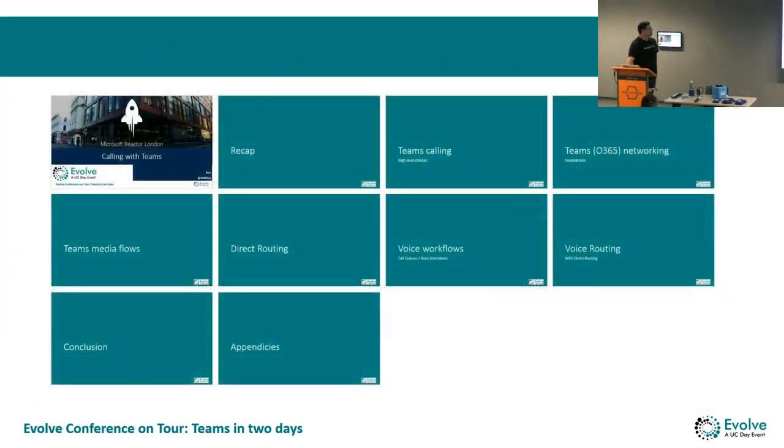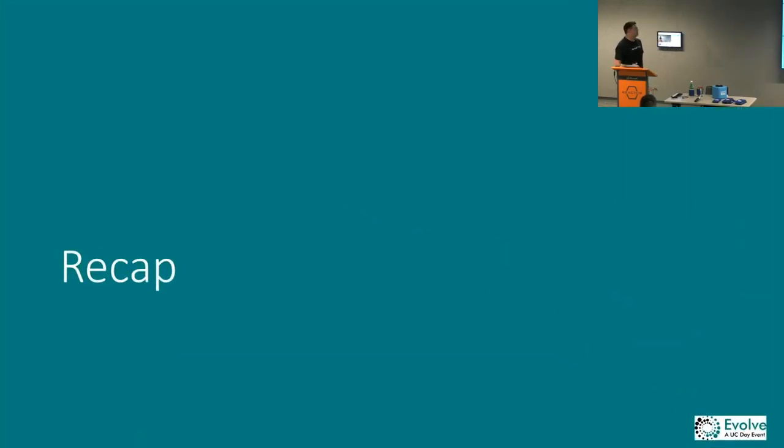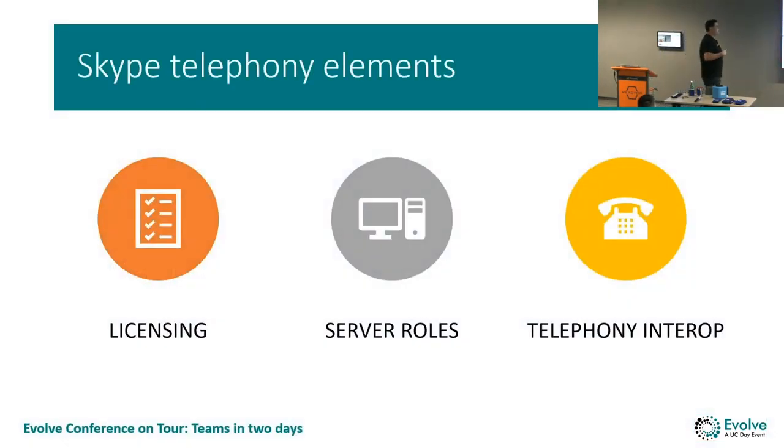So in terms of adding telephony into Teams, I wanted to start with a little bit of a recap of where we've come from. You remember Teams is an evolution of Skype for Business. If we look back to Skype, there were three considerations that you had to take into account when you were adding telephony. First one was licensing, whether you were a standard, an enterprise, or a plus CAL. And plus CAL was the thing that gave you your telephony. That was anything to do with calling, you had to have a plus CAL.